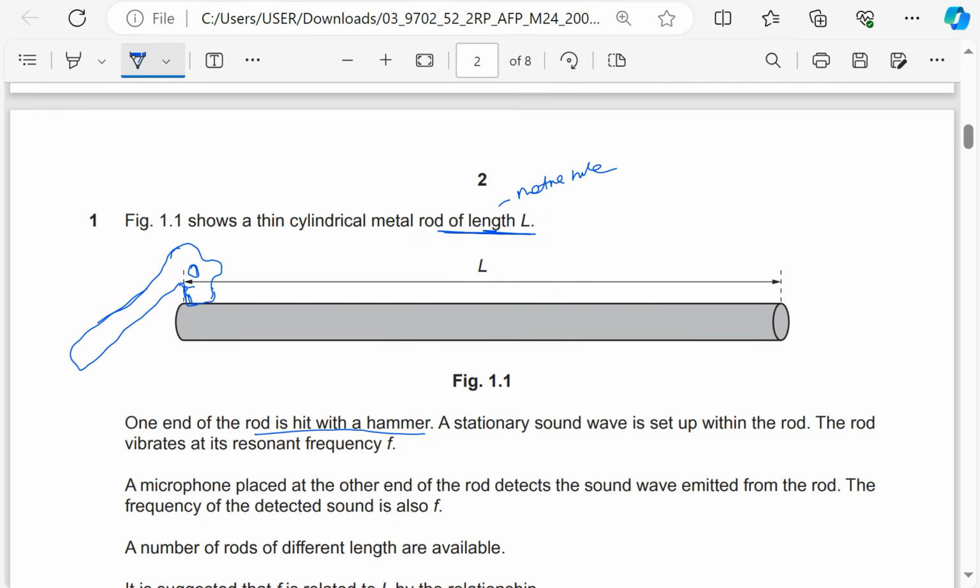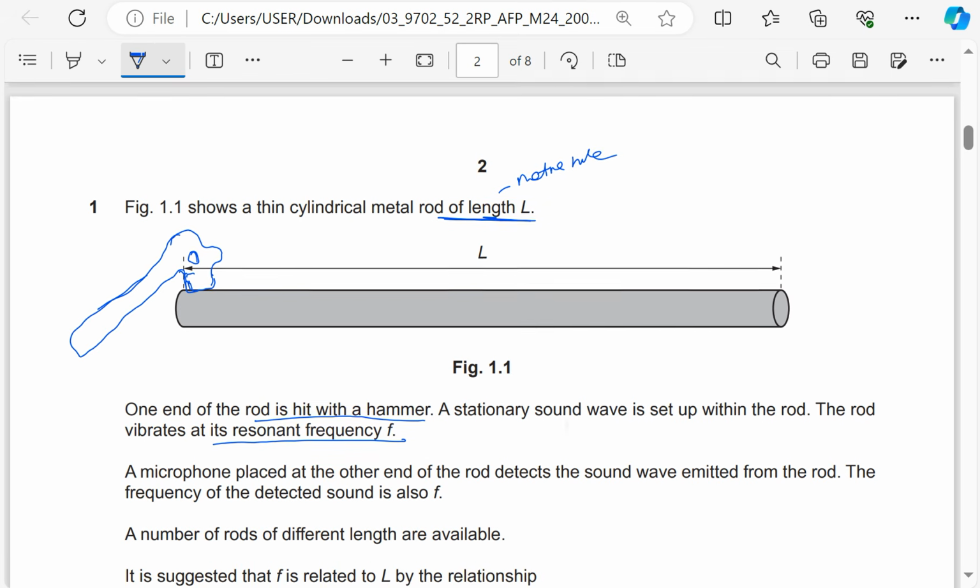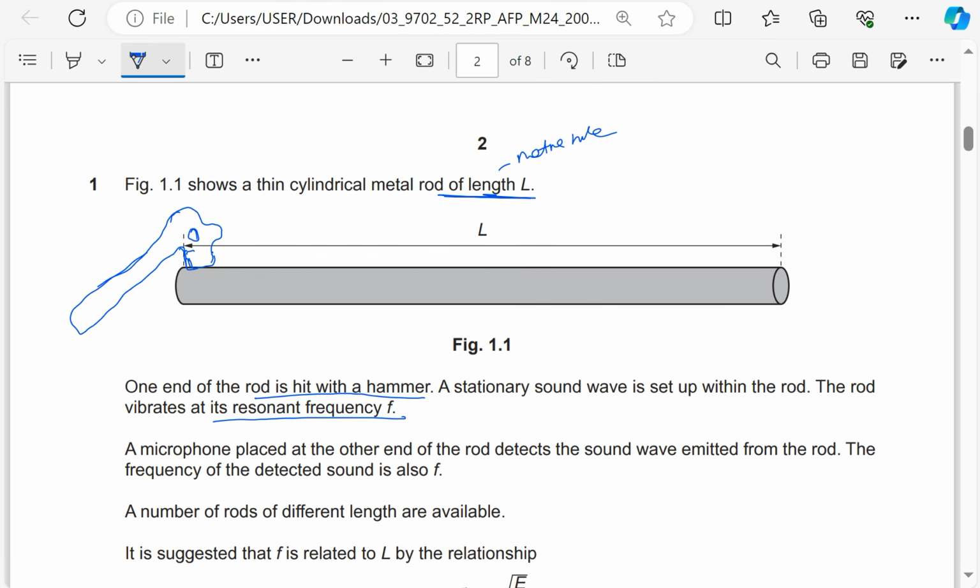A stationary sound wave is set up within the rod. The rod vibrates at a resonant frequency F. So I must measure F. What comes into your mind when it comes to measuring F? The first thing to come into your mind should be a calibrated CRO to measure F.